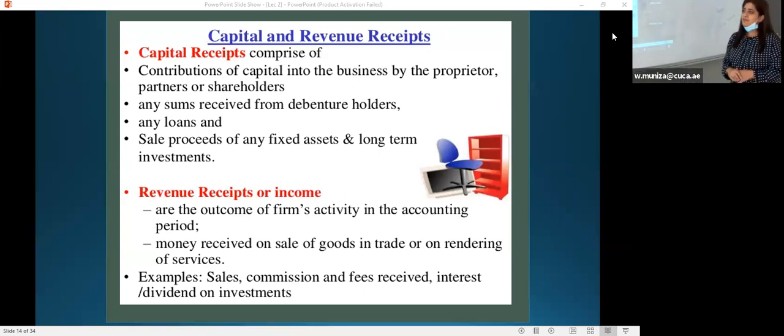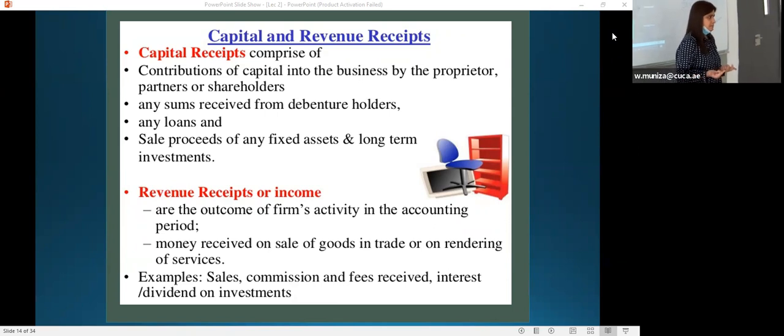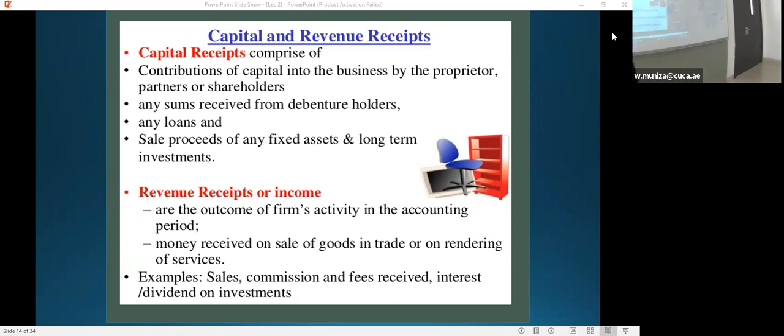Examples of revenue receipts are sales, commission, any kind of fee received, interest, and dividends on investments. What is a dividend? Dividend is a return on shares. Whenever a person purchases a share from any company, the return on that share is known as a dividend. Like the return on a loan is interest. Got it? The dividend is the return on shares.